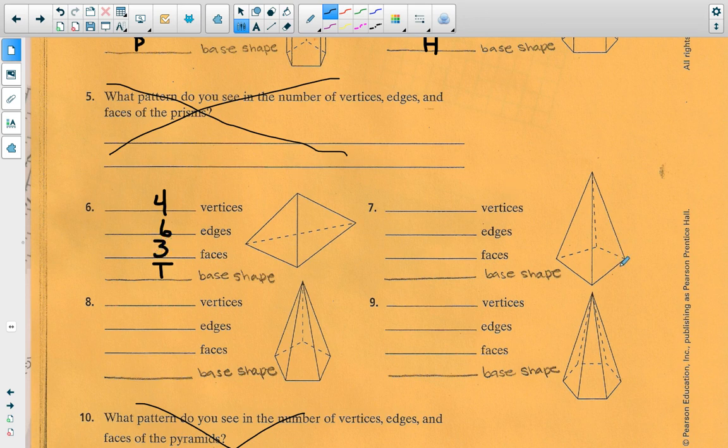But this could be a square, it could be a trapezoid, kind of hard to tell. I'm going to say a rectangle. It's a quadrilateral of some sort. Looks like it's probably a rectangle. How many vertices do I have? 1, 2, 3, 4, 5. How many edges do I have? 1, 2, 3, 4, 5, 6, 7, 8. How many faces that are not bases? 1, 2, 3, 4.